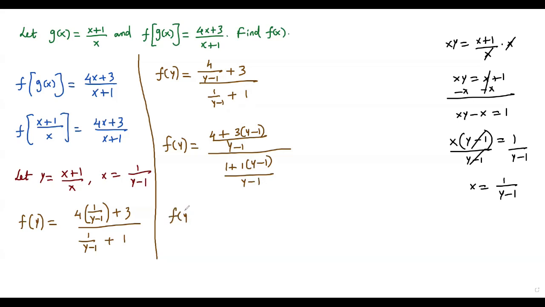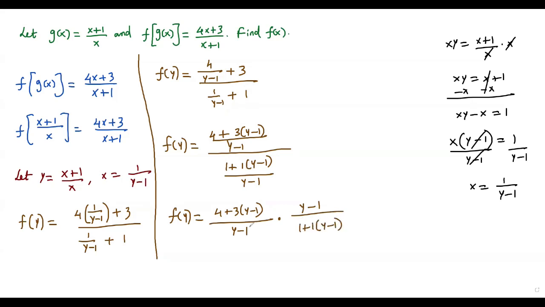Okay, now f of y equals, I am writing this fraction as it is, 4 positive 3 times y negative 1 over y negative 1. I'm going to change this division to multiplication. When I change this division to multiplication, I have to take the reciprocal of this one. In that case, I'm getting y negative 1 over 1 positive 1 times y negative 1.